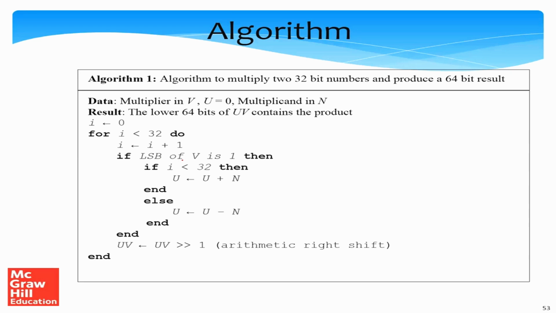If it is 0, we don't do anything. We don't have to do anything because in this case, the partial sum is 0. However, if it is 1, we add it to the register u and we proceed. At the end of this if statement, we shift the uv combine one step to the right using an arithmetic right shift operation because we want to preserve the sign.